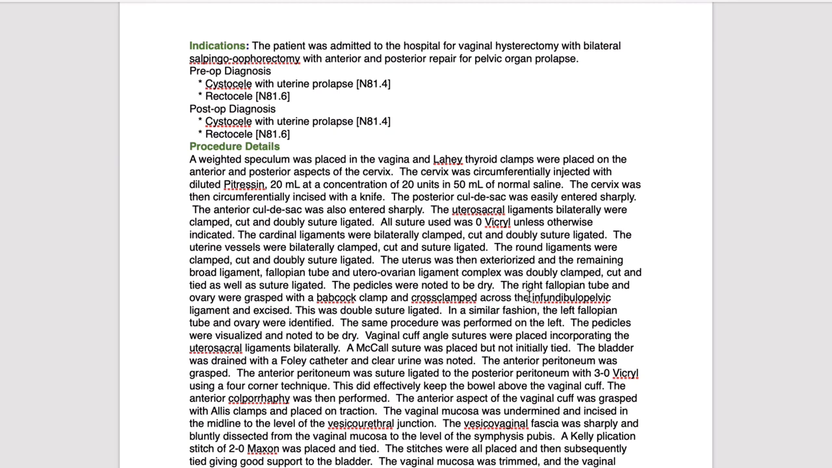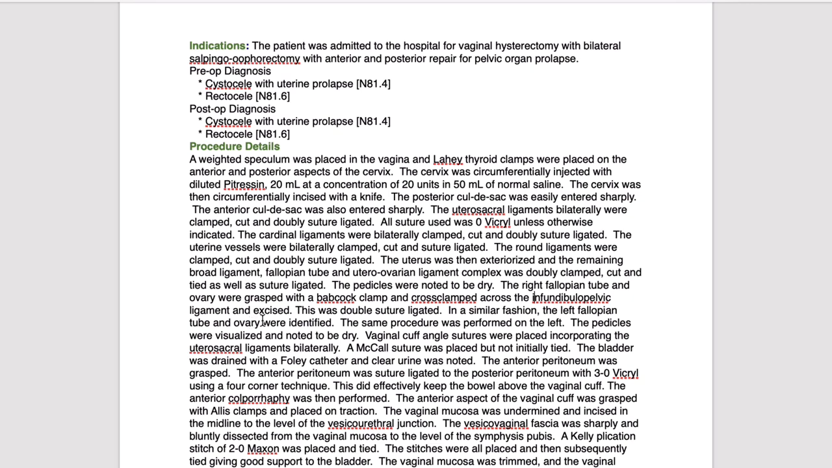And right here, cross-clamped across the infundibulopelvic ligament. And I've said this in a previous video. Whenever they're cutting this ligament, they're going to be taking the ovary and the tube. So this was doubly suture ligated.